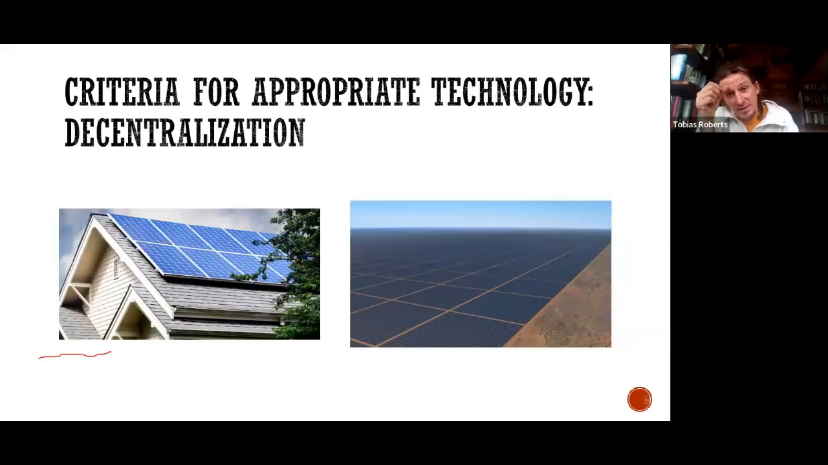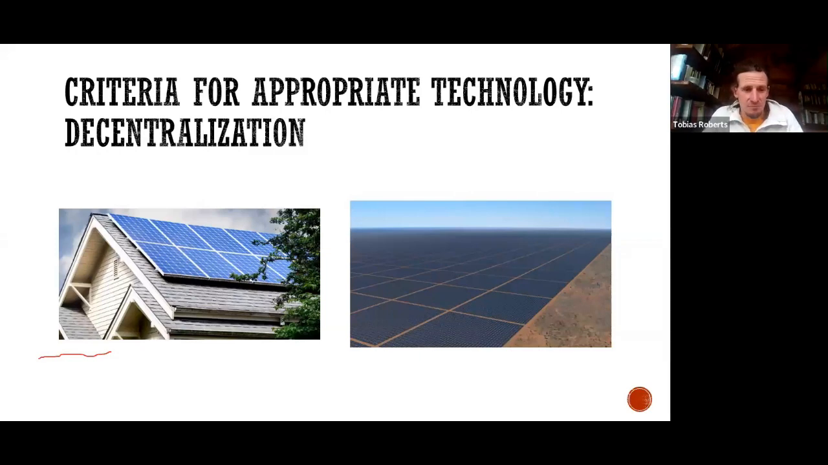Here's another example. Criteria for appropriate technology: decentralization. There are two images here. On the right side is a picture of one of the largest centralized solar farms somewhere in the Middle East. I forget if it's the United Arab Emirates or Dubai or something like that. But it's just this massive, hundreds and hundreds of square miles of solar panels. Obviously at this scale, we're going to have to operate with huge multinational corporations. All of that energy is being funded by these big corporations. Then it's centralized and dispersed by a centralized energy network.